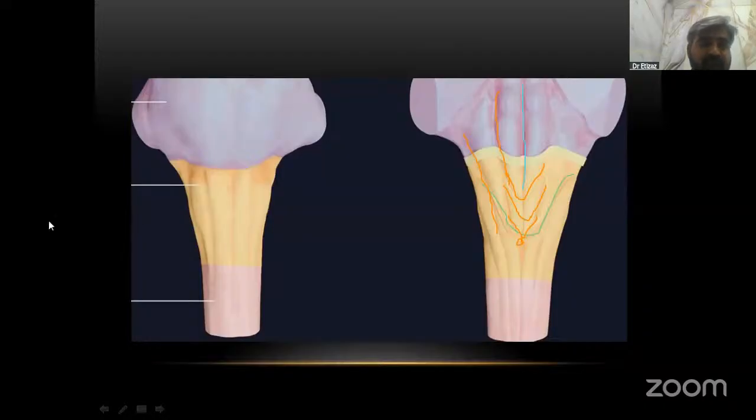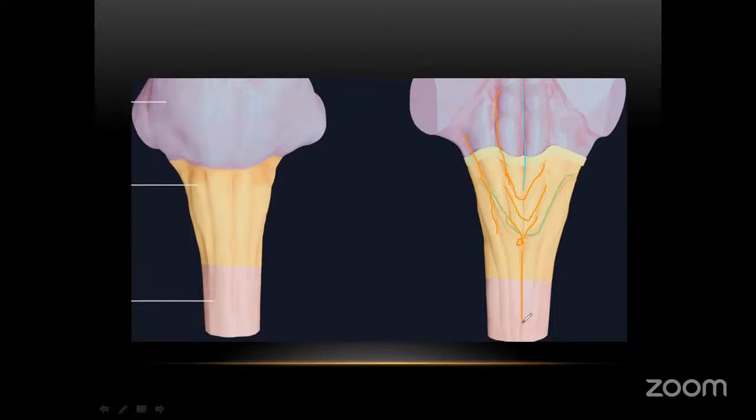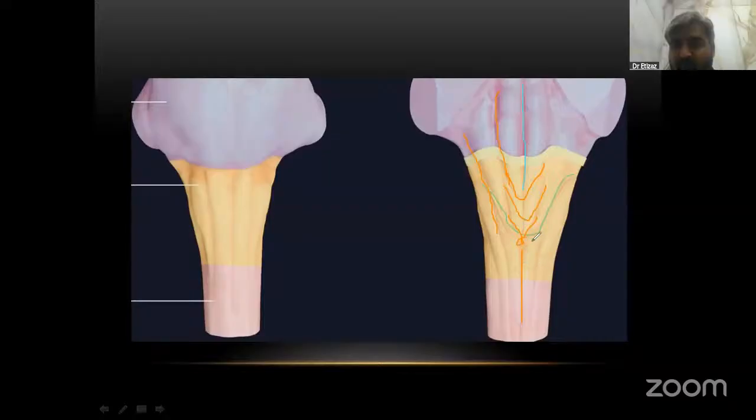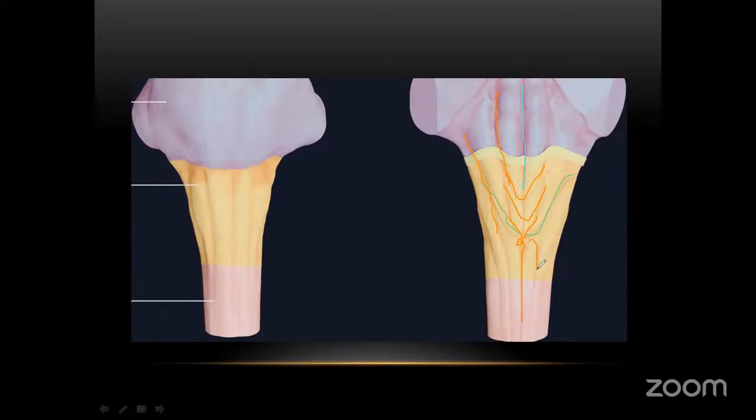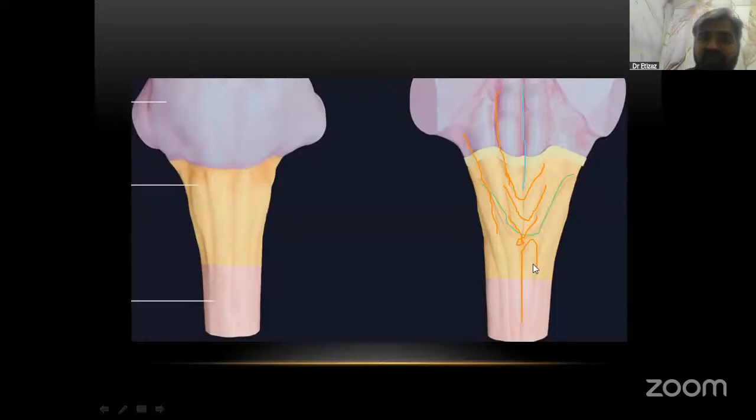So again, we have this one that is called the posterior median fissure. And what about this bulge? Fasciculus gracilis. Gracilis, very good. And this one? Cuneatus. Laterally, this one? Fasciculus cuneatus. This is the gracilis and this is the cuneatus.